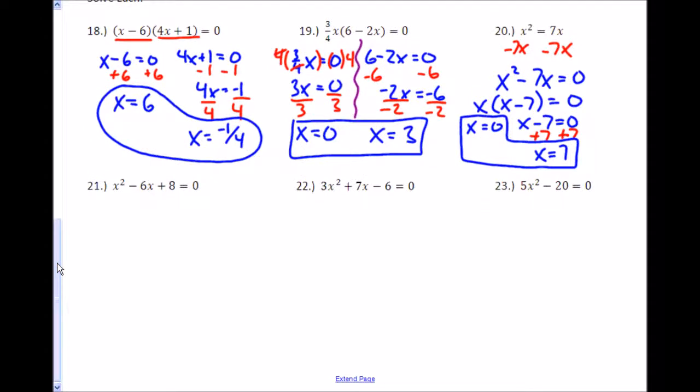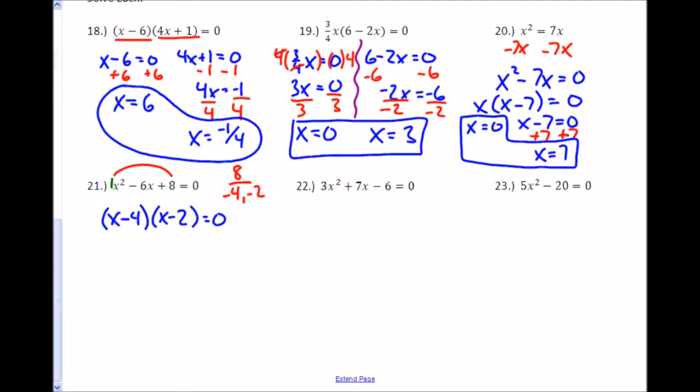In number 21, it's already set equal to 0, so for my zero factor property, I've got it equal to 0 now, I just need to factor. I build a bridge, that's a positive 8. Two numbers that multiply to positive 8 but add to a negative 6 are a negative 4 and a negative 2. And for this one, I can use my shortcut for factoring because I have a 1 out front. Remember, when I have a 1 out front, I can go right to the answers and do an x minus 4 times an x minus 2.